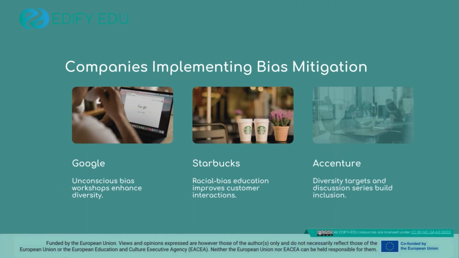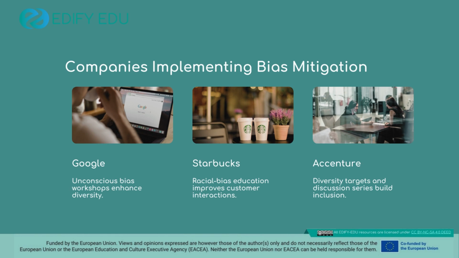Several companies have successfully implemented bias mitigation strategies, setting examples for others to follow. Google has enhanced diversity through comprehensive unconscious bias workshops, helping employees recognize and address their biases. Starbucks improved customer interactions by providing racial bias education to all employees, fostering a more inclusive atmosphere.